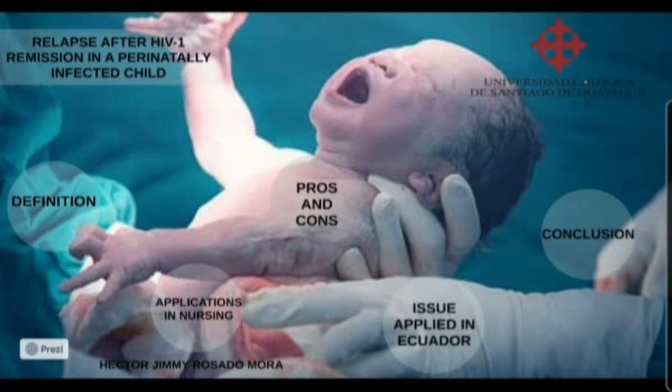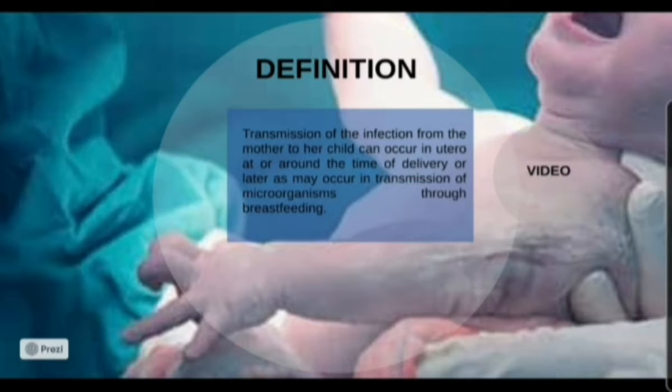My topic is Relapse after HIV-1 Remission in the Perinatally infected child. Definition: transmission of the infection from the mother to her child can occur in utero, at or around the time of delivery, or later, as might occur in the transmission of the microorganism through breastfeeding.